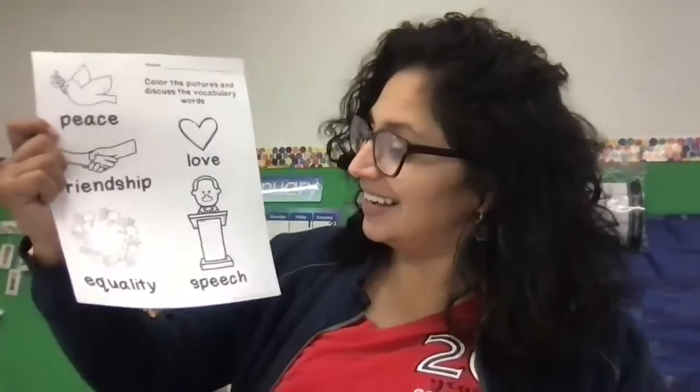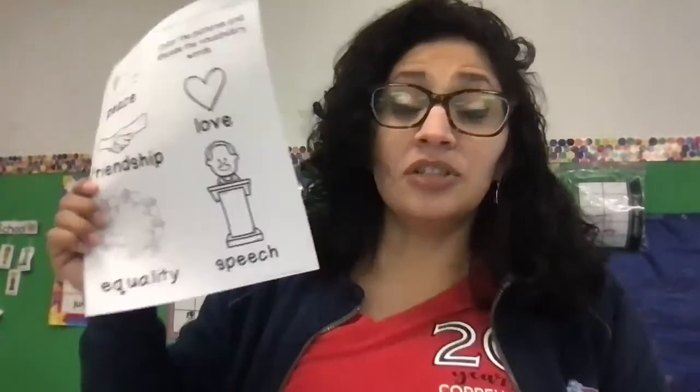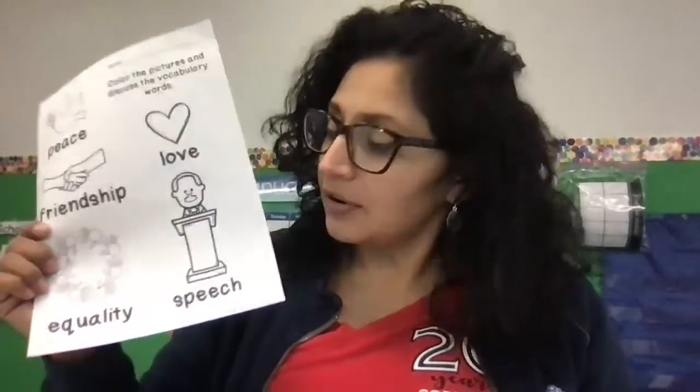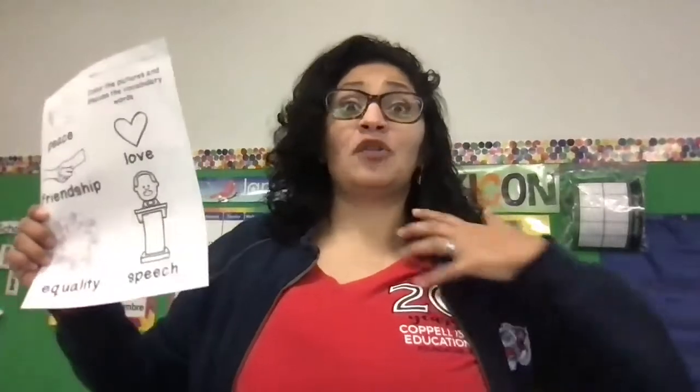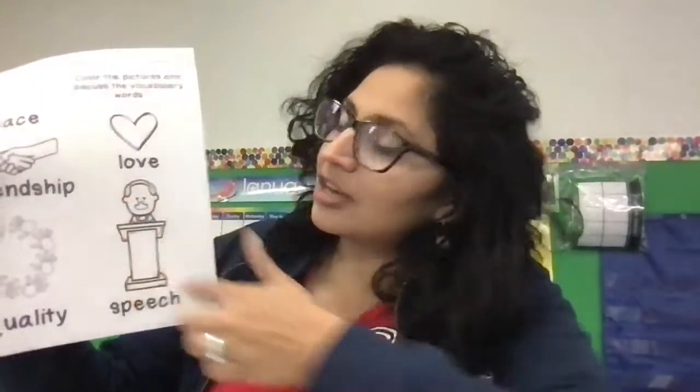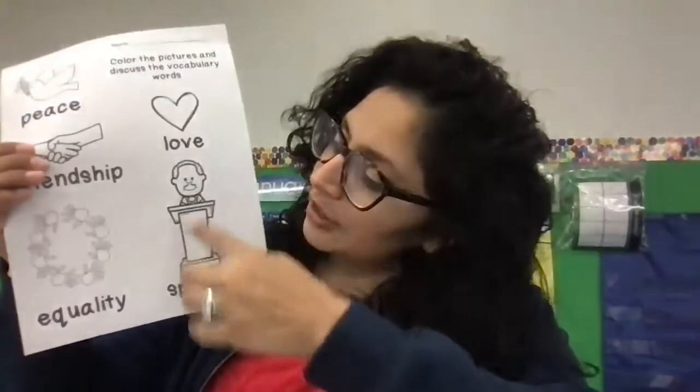And then speech. Dr. Martin Luther King Jr. made a very, very famous speech. A speech is when you get up in front of people, you talk really loud, you project your voice, and you say something important. Friends, you're working on a speech right now in social studies. You're working on a speech about your family traditions, and you're going to be giving us that information in the form of a speech. But here we have Dr. Martin Luther King Jr. So you would just color him and his podium.